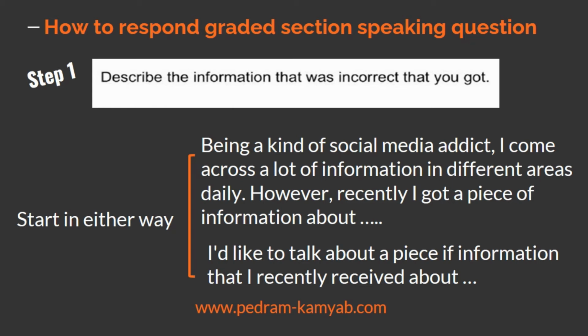So the question said, describe the information that was incorrect that you got. Now see how I made 2 different beginnings for my speaking. First, with the background: being a kind of social media addict, I come across a lot of information in different areas daily. However, recently I got a piece of information about something. So I prepared a background by saying that I'm a kind of social media addict. When you're on social media, when you are online, you are exposed to different kinds of information. So it prepares the mind to go through the main topic.